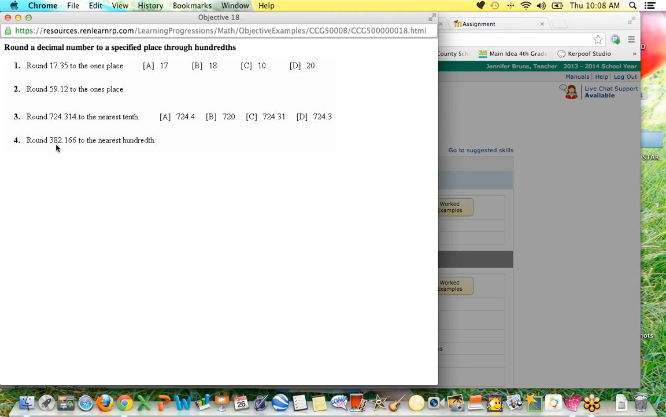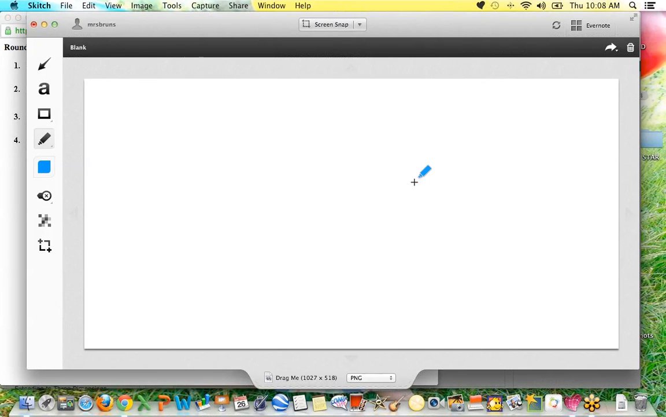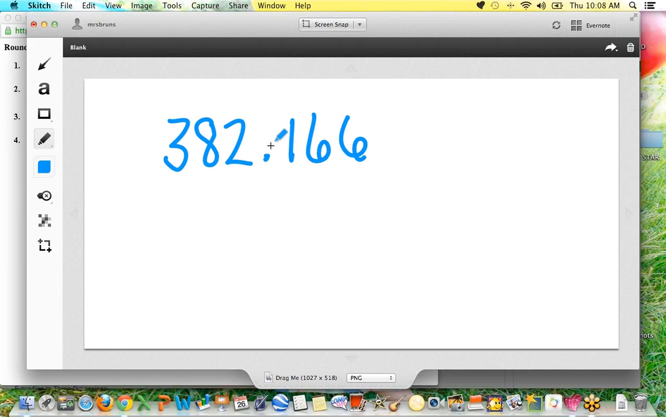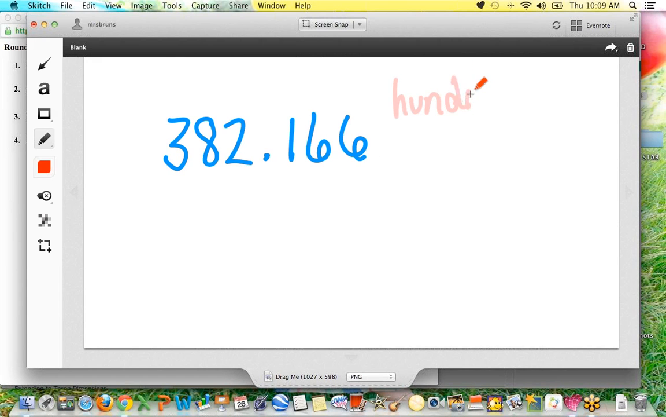Round 382.166 to the nearest hundredth. Okay, so we have 382.166. First step in your head, you need to think which number is in the hundredth position. Notice that TH. Type that into the chat. Which number is in the hundredths position? Good.